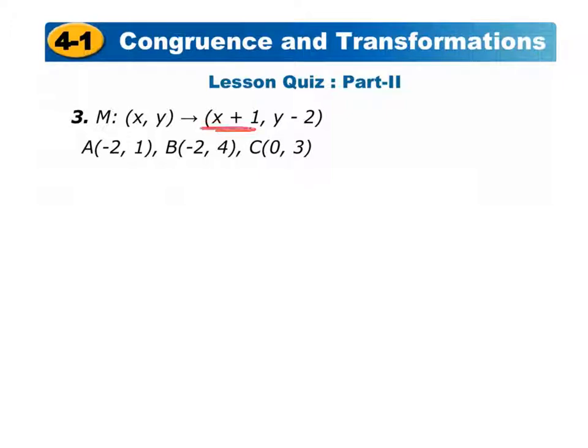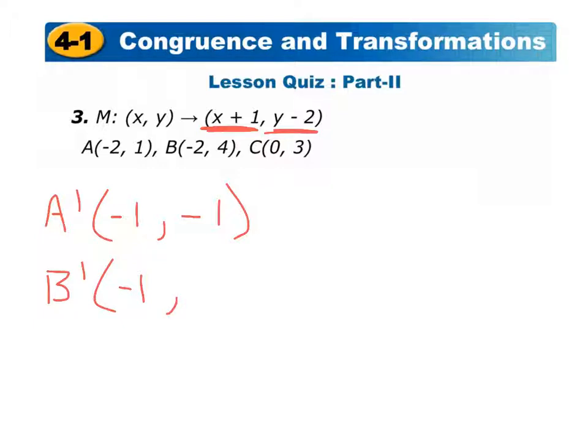Okay, in this one, we're going to add 1 to x and subtract 2 from y. So what's our A prime going to be? -1, -1. What's our B prime going to be? -3, 2? When we add 1 to -2, what do we get? -1. And we subtract 2 from 4. What do we get? 2. And what's our C prime? 1, 1.